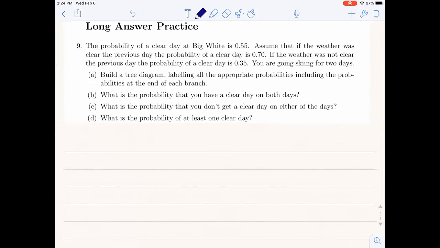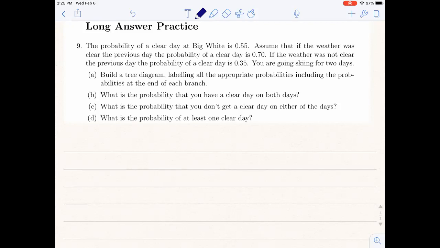All right, we'll do this one, and then I'll cover the last little bit from last day with the binomial that we're about to do. And start on 9. I made these probabilities up, so don't bet any money on it. But the probability of a clear day at Big White is 0.55. So assume that if the weather is clear the previous day, the probability of a clear day is 0.7. If the weather was not clear the previous day, the probability of a clear day is 0.35.